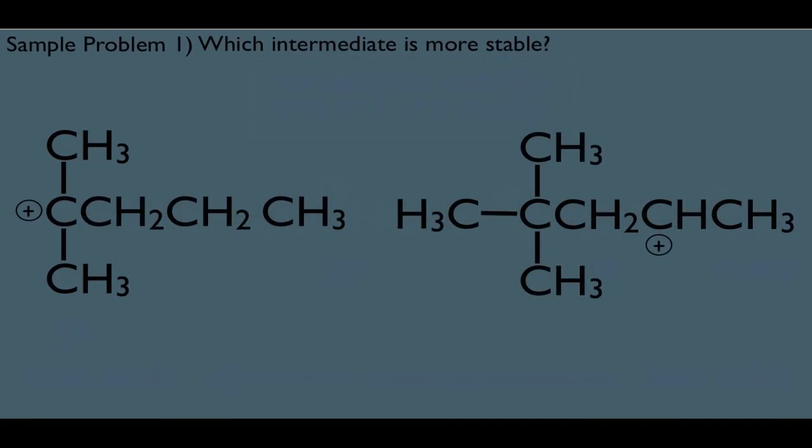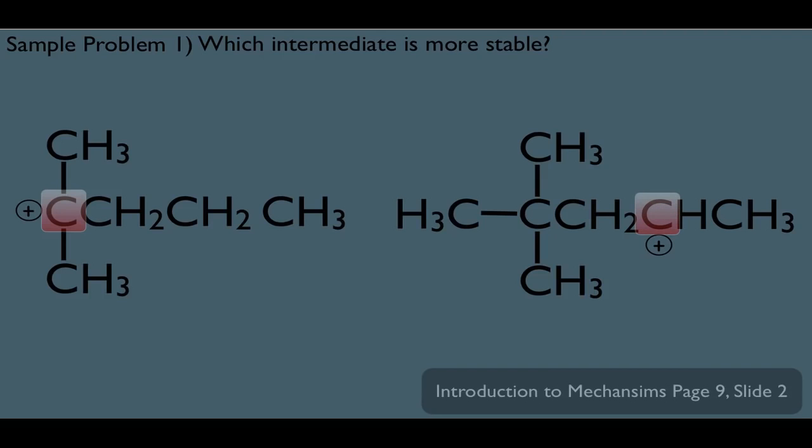So here's a sample problem. It's asking you which intermediate, that is carbocation intermediate, is more stable. Well, what you do, of course, is focus on the carbon that's positively charged and ask yourself how many carbons are directly bonded to each one. Well, for the first one on the left here, he has this carbon right here, 1, 2, and 3 right here, making him a tertiary carbocation.